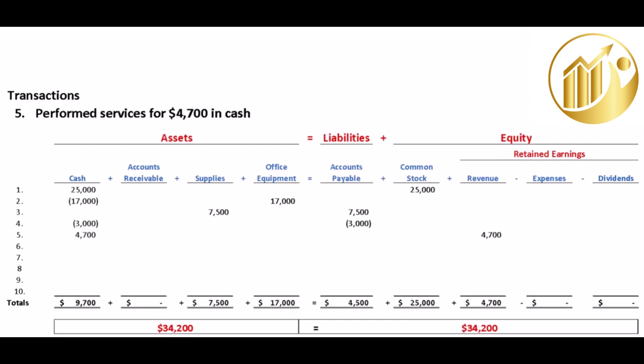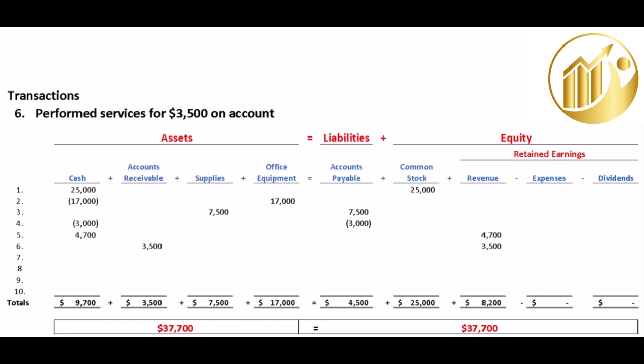So the next transaction, number 6: performed services for 3,500 on account. Again, performed services means revenue, but instead of getting cash, the company gets it on account. Instead of increasing cash, a different asset called accounts receivable will be increased. We will increase the asset accounts receivable by 3,500 and we will increase a revenue account, which is under equity, by 3,500. For our fundamental accounting equation, again, in balance.